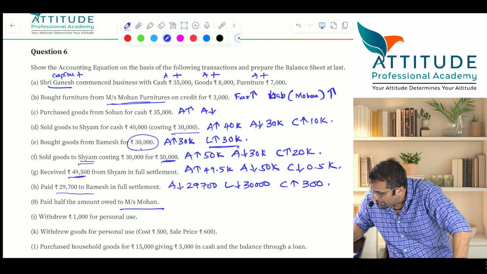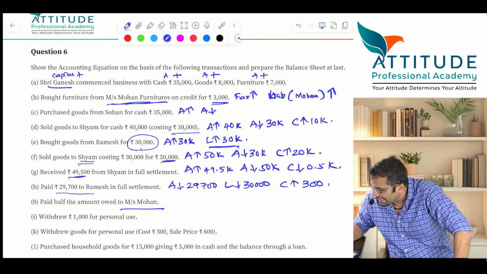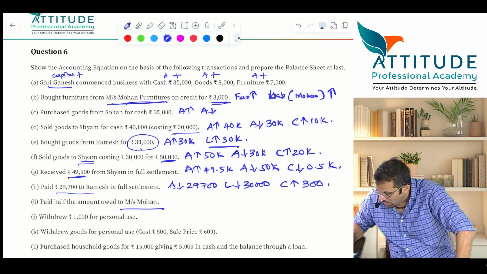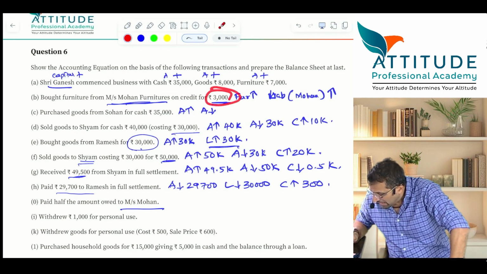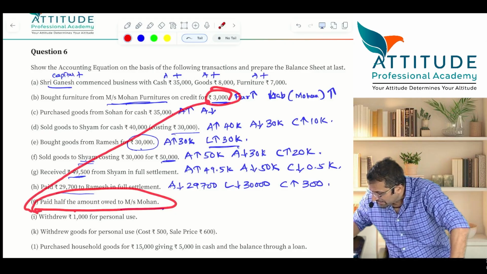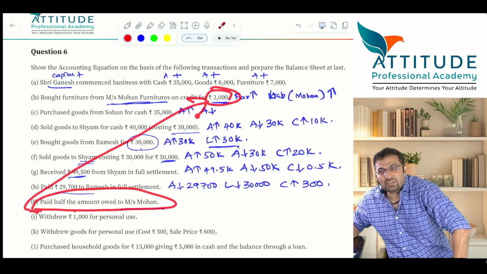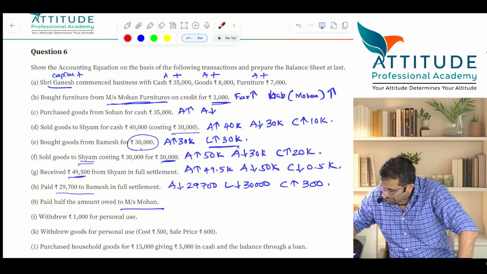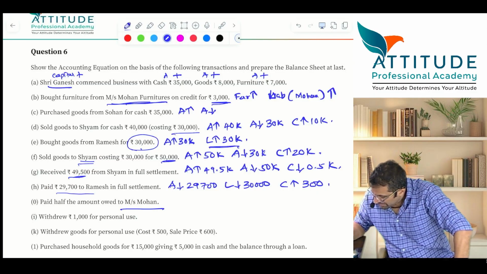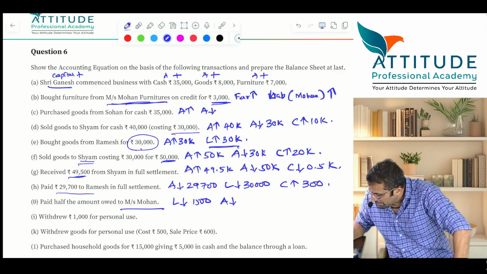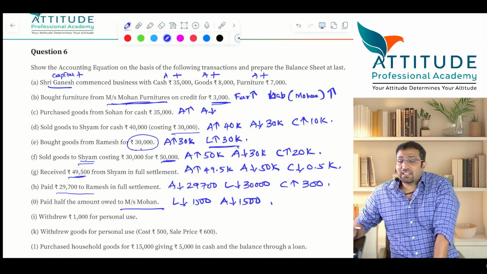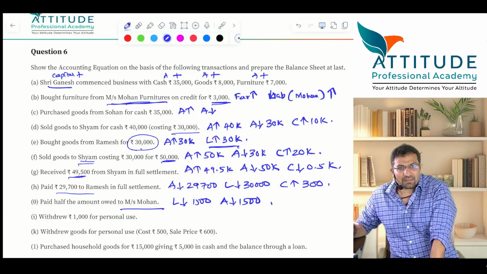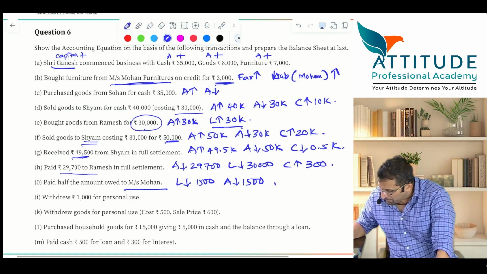Next, paid half the amount owed to Messrs Mohan. Mohan means Mohan Furniture. How much was to be given to Mohan? 3,000. The link is here. Now half the amount is paid. Half of 3,000 is how much? 1,500. Guys, tell me. Liability reduces by 1,500 and asset also reduces by 1,500. Half of it, and it is not in full settlement. Only part payment. Is that clear? Only on account, not in full settlement of his account.